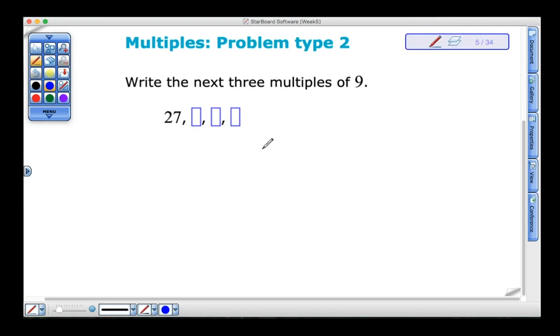They're going to be a little bit harder. So if I have a 27 is what I'm starting off with, and I'm asked to find the next three multiples of 9. So 9 times something gives me my 27. You should know 9 times 3 will give us 27. So that means for our pattern we're going to continue is going to be 4, 5, and 6.